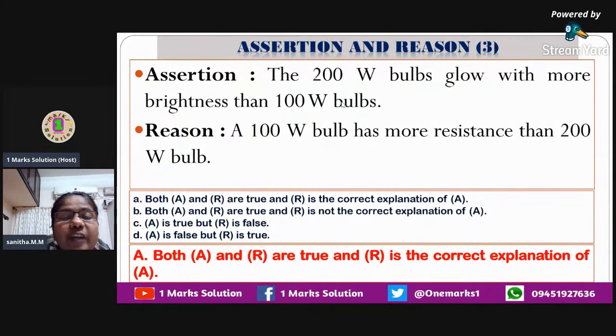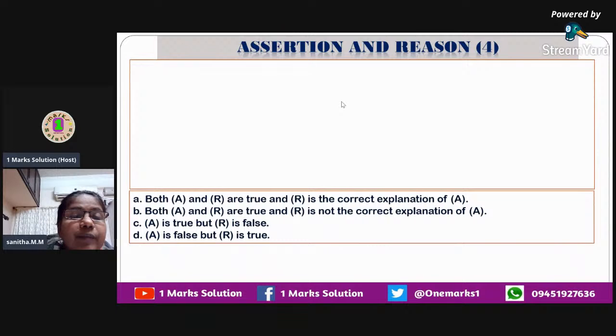P is equal to V squared by R. That means what is it here? We can say the 100 watt bulb has more resistance. The equation P is equal to V squared by R. So the answer is option A. Okay, so please keep in mind P is equal to V squared by R, the relation between the power and the resistance. Now we can go for the next question.